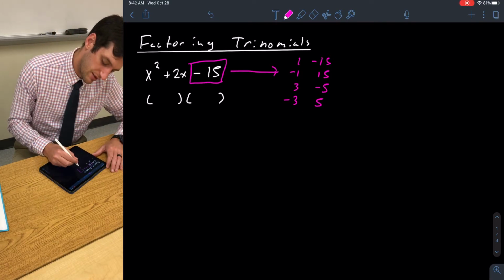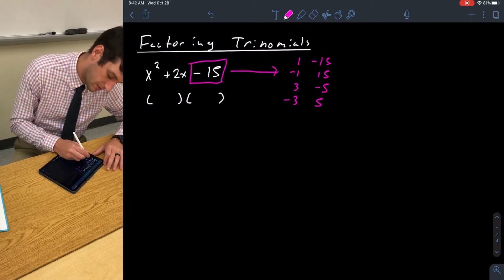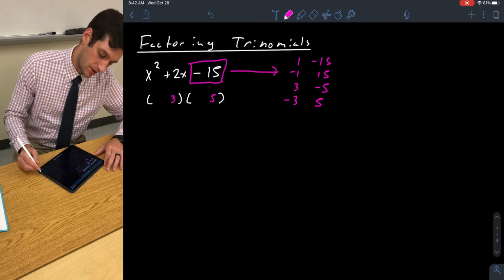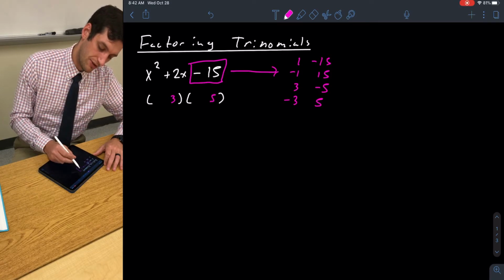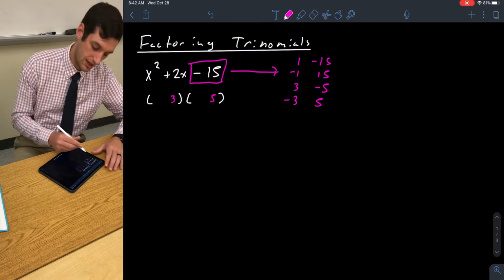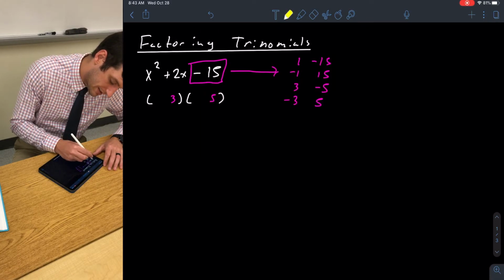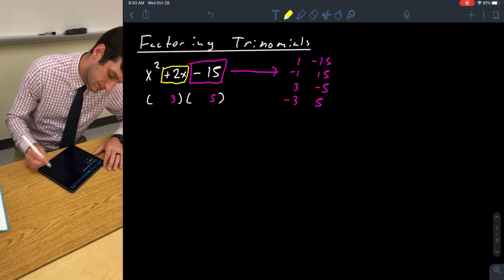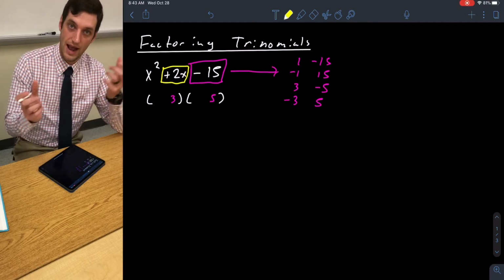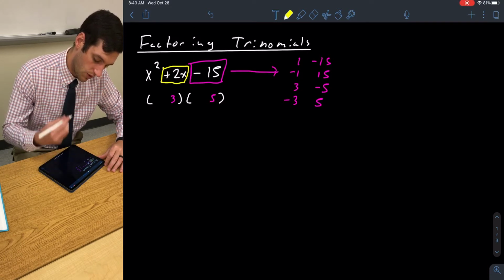Okay. So now negative 3. Now we know that it's going to be 3 and 5. The reason why we know that it's going to be 3 and 5 is because 1 and 15, I can add 1 to 15, and I get 16. I can take 1 away from 14, and those don't equal 2. So we're going to add these to get this number here. So we're adding these two numbers to get 2x.